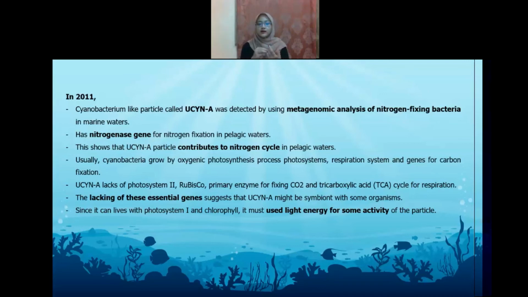So UCYN-A lacking these essential genes suggests that it might live in symbiotic interaction with other organisms, because it is lacking some essential genes that are needed. Since it has photosystem I and also chlorophyll, it must use light. Maybe it uses light energy for some activity of the particle itself.